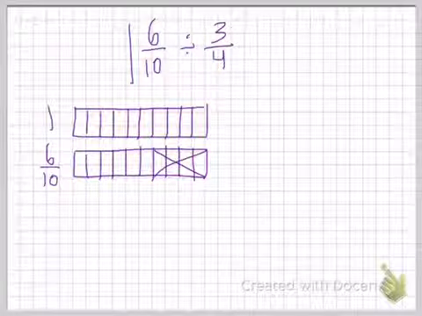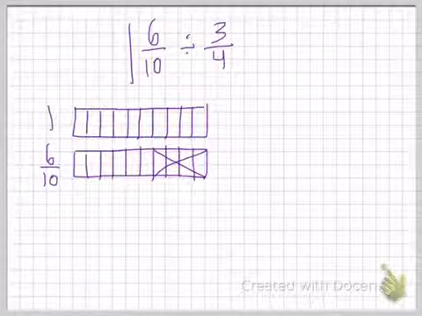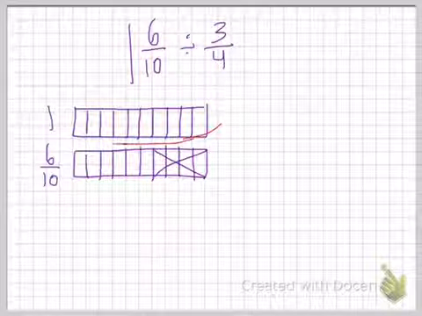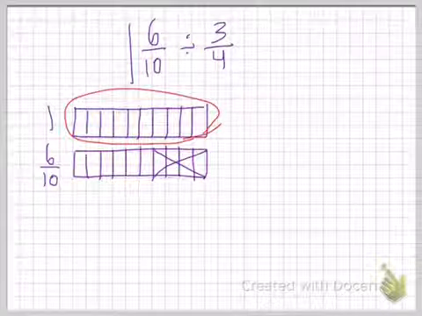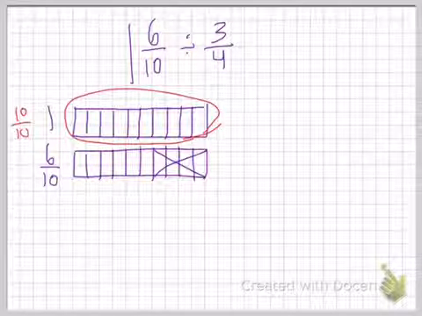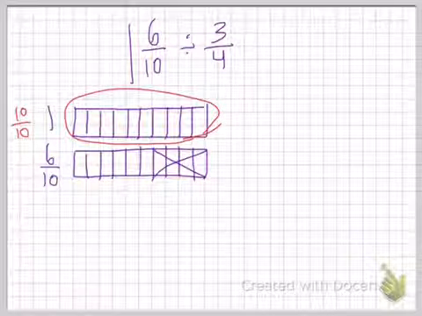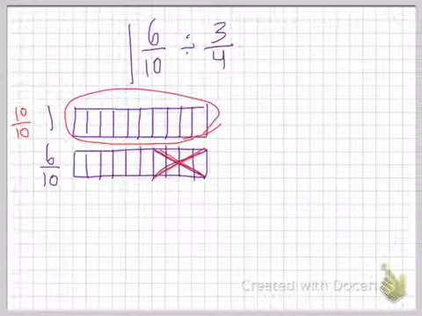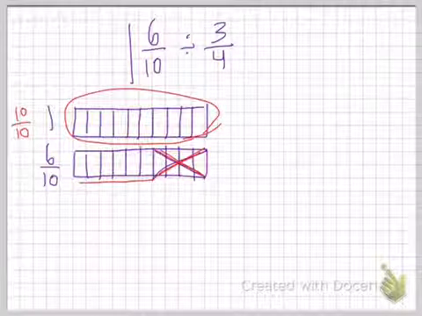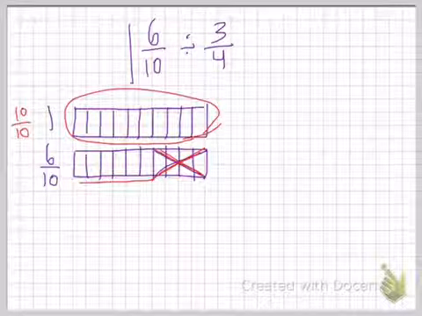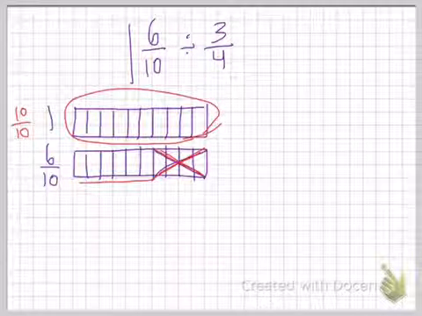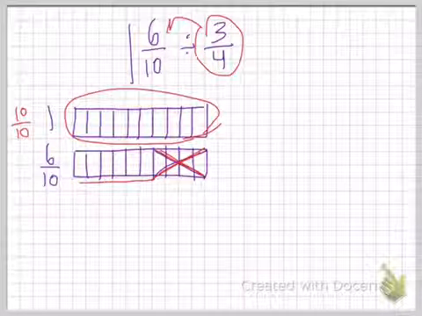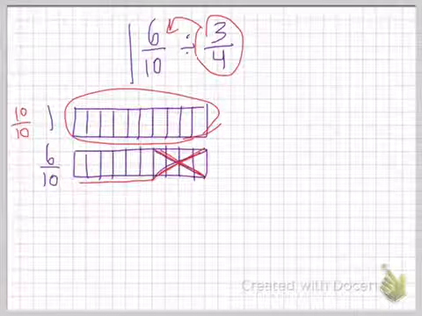So I started by drawing 1 whole and 6/10. This whole right here, I split it into tenths still, so it is 10/10 currently. And the 6/10 right here, I'm blocking off these last 4 to remind myself that I can't use them. I can only use the first 6. So this is my 1 and 6/10, and I'm trying to see how many 3/4 fit into 1 and 6/10.